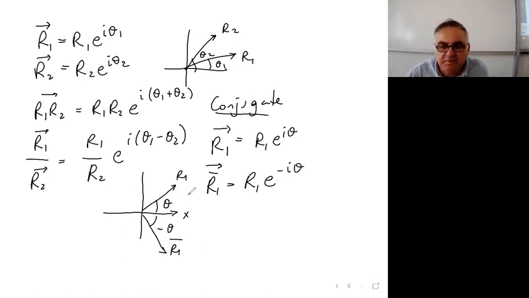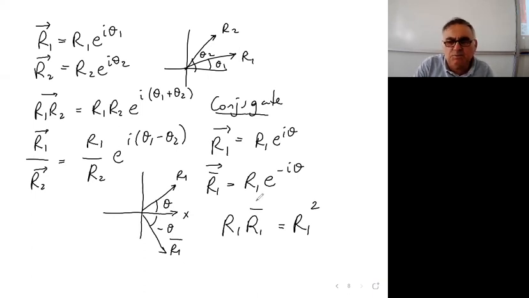And you have R1 times R1 conjugate is going to be the magnitude R1 squared, because these two are going to cancel each other when they are added up.